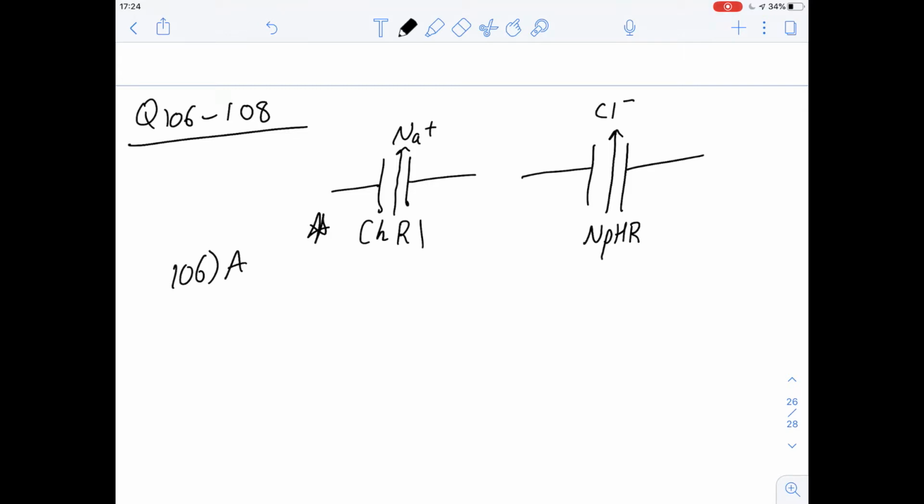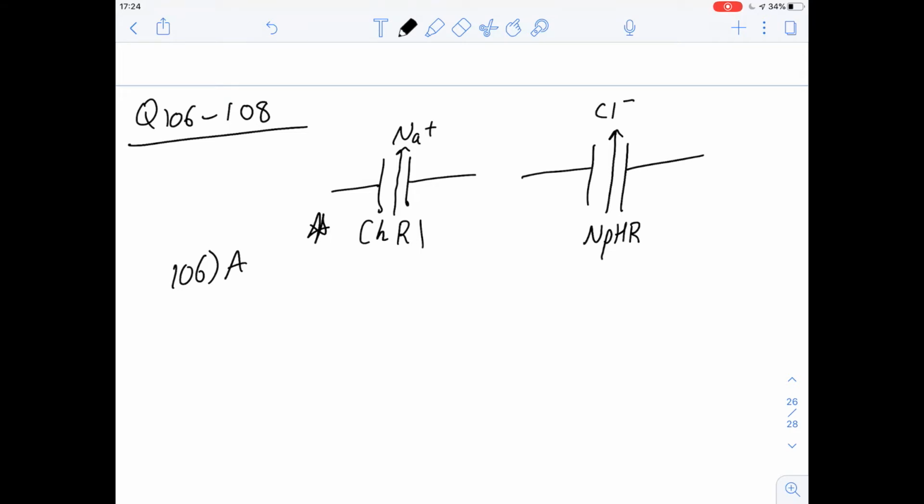But I'll go through the other answers. B says it allows the vector to enter the cell. The presence of a light sensitive channel doesn't allow the vector to enter the cell. The vector by design should be able to enter the cell on its own, just like a virus.